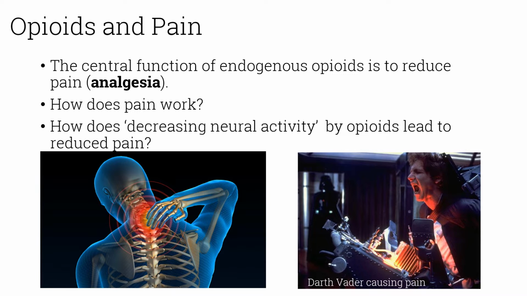So remember, opioids inhibit neural activity. So we're going to look at why, in particular, decreasing neural activity in these regions with high opioid receptor density results in an analgesic effect in pain reduction.